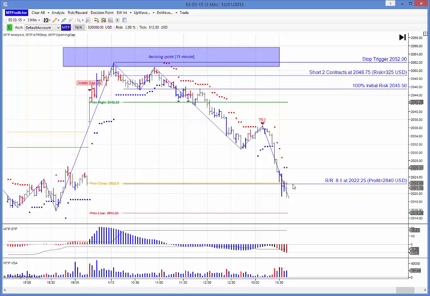So there you can see the market did exactly what we anticipated, but look where the market started to reverse from, right at our 15-minute DP level.